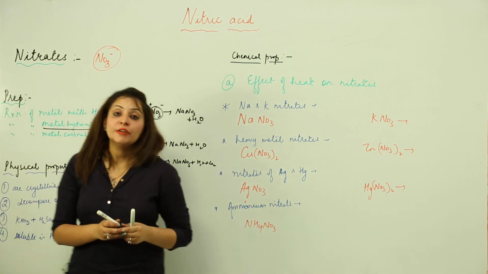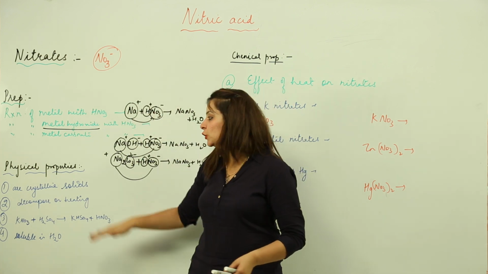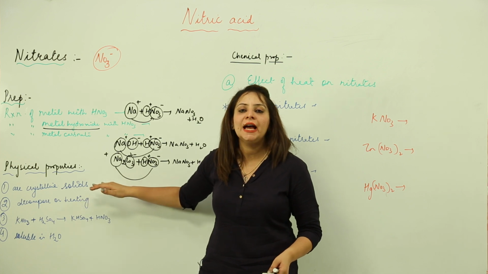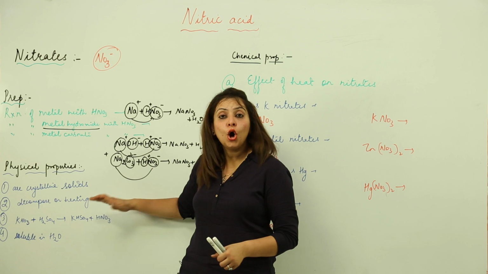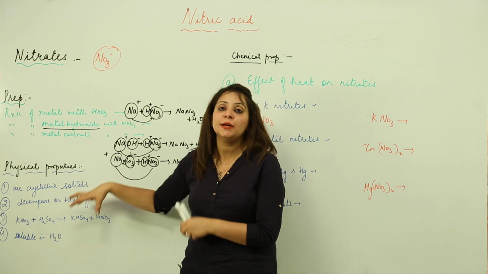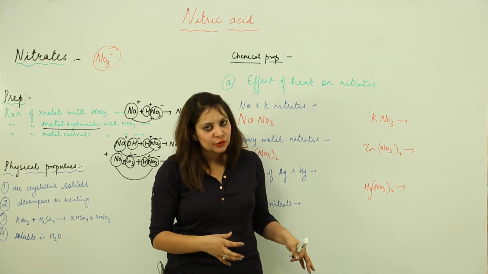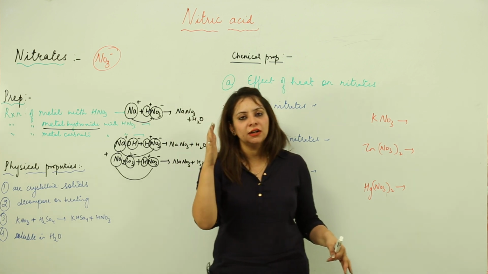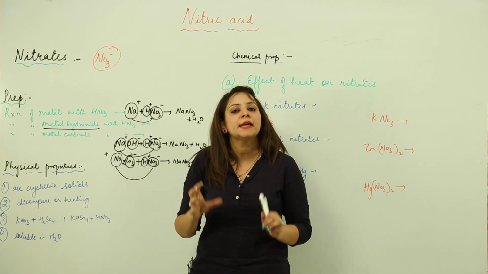Now if we talk about the physical properties, all nitrates are crystalline solids. They are crystalline solids, that means they have strong bonding. Second, they all decompose on heating, and we are going to take up this property as a main property, and I am going to show you how they decompose. But for this moment, just keep in mind that they decompose on heating. They are not so stable, right?